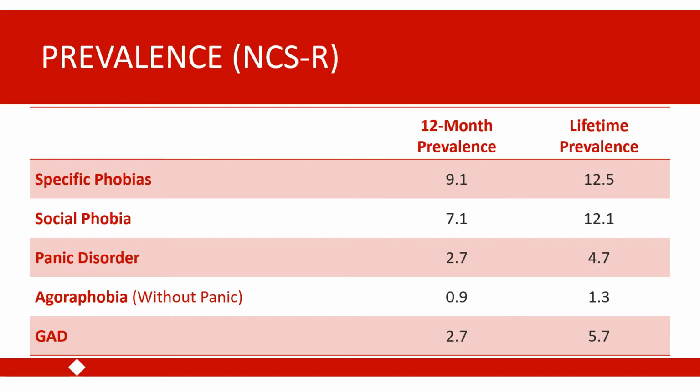We see lower prevalence of panic disorder, with about 3% of the population meeting criteria in the past year, and about 5% meeting criteria in their lifetime. In the NCSR, they did not differentiate panic disorder with agoraphobia from panic disorder without agoraphobia, but as you'll see, agoraphobia without comorbid panic disorder is relatively rare. So only about 1% of the population experiences agoraphobia without also experiencing those other symptoms of panic disorder. And then finally, with generalized anxiety disorder, we see a prevalence of about 3% in the past year, and about 6% of individuals will meet criteria for a diagnosis of generalized anxiety disorder at some point in their lifespan.